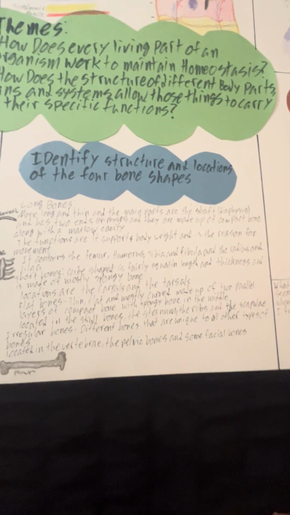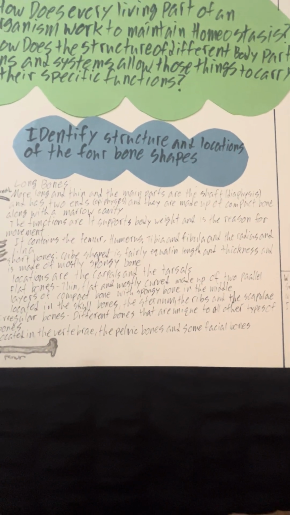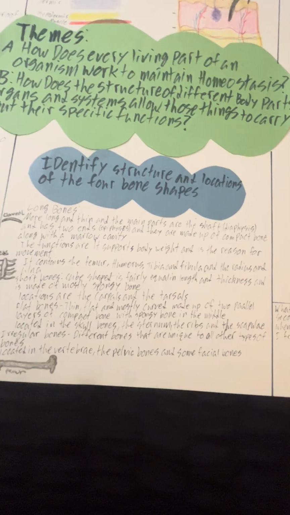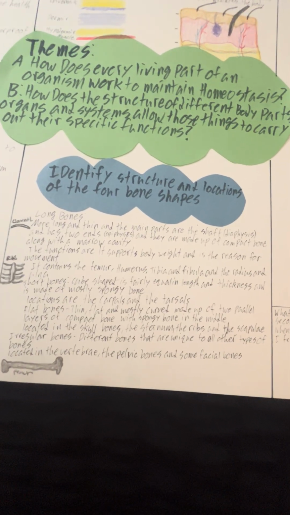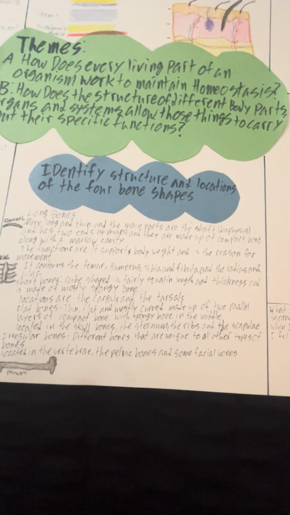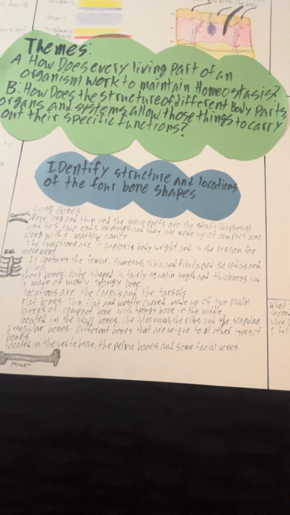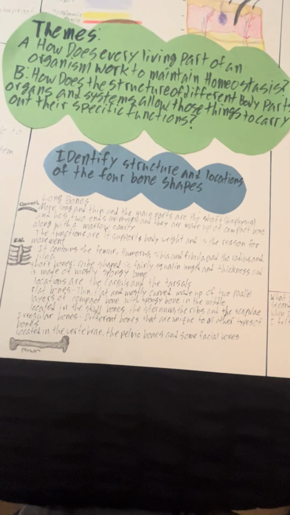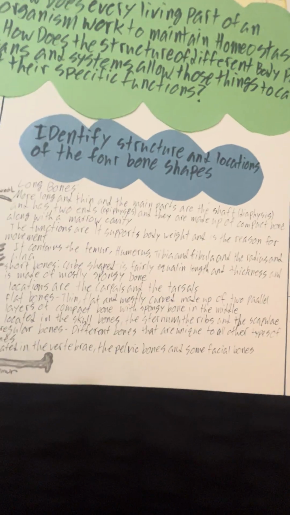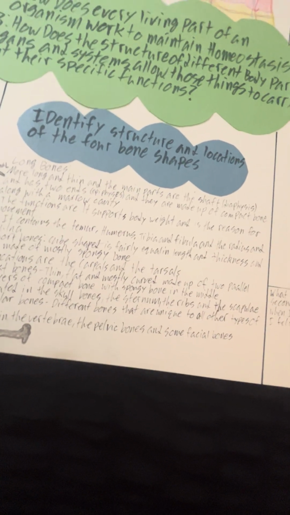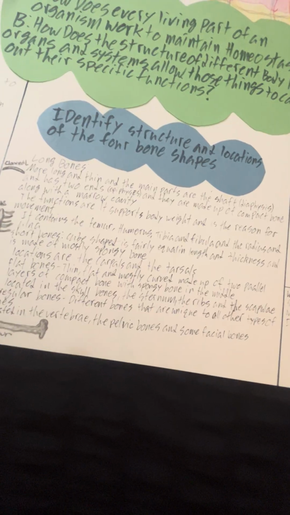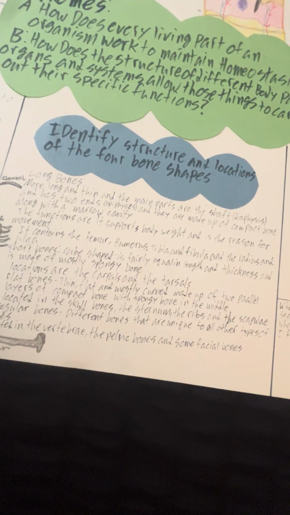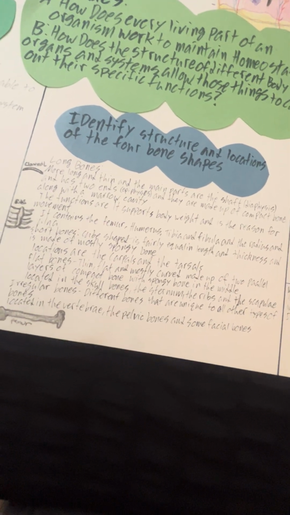My next target is identify structure locations of the 4 long bones. Long bones are more thin, and the main parts are the shaft or the diaphysis, and it has 2 ends, the epiphyses, and they are mostly made up of compact bone with a marrow cavity in the middle. The short bones are cube-shaped and are fairly the same in length and thickness, and are mostly made up of spongy bone. And the locations are the carpals and the tarsals.